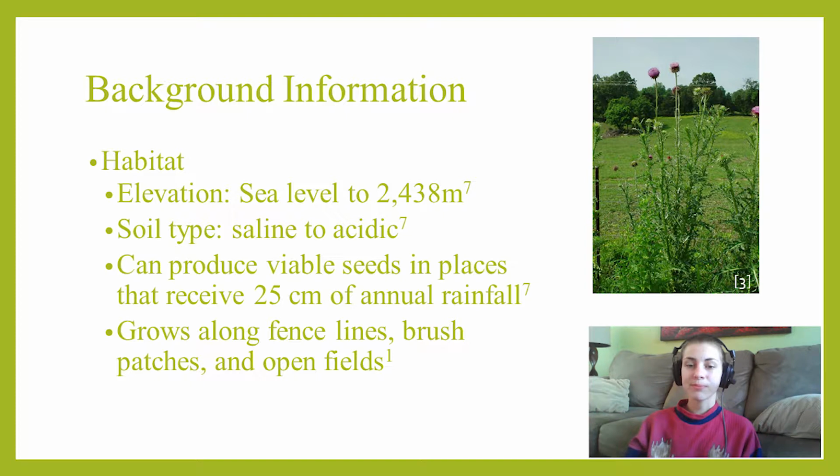It can live from sea level to 2,438 meters in elevation. It can live in saline to acidic soils. It can also produce seeds in places that receive 25 centimeters of annual rainfall. And it tends to grow along fence lines, brush patches, and open fields, as you can see in this picture.